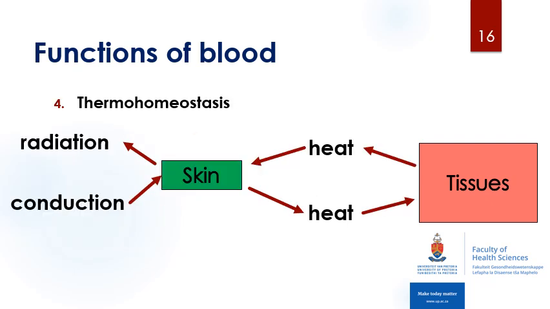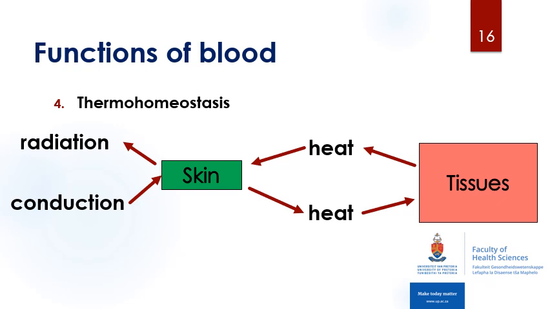Your blood also plays a very important role in thermohomeostasis, which is the maintenance of your internal body temperature. If the internal body temperature is increasing and the body wants to lose heat, the blood vessels close to the surface of the skin will dilate. Also, the blood vessels going towards your extremities, so towards your fingers and your toes, will dilate. So you'll increase blood flow to those areas, and that will cause you to lose more heat through radiation, so through radiation through your skin.